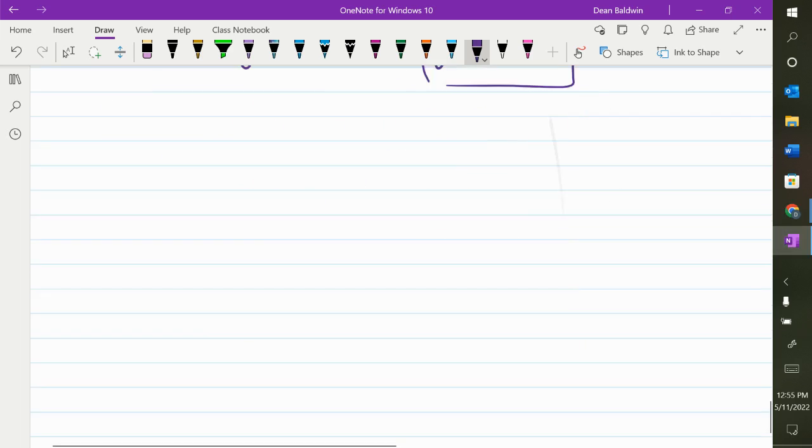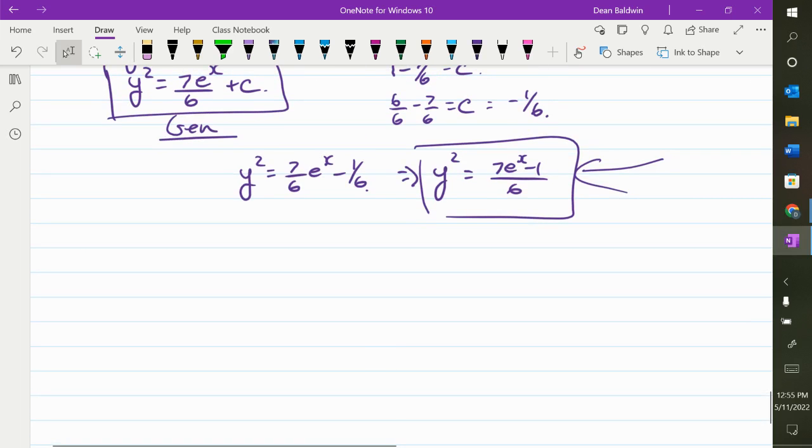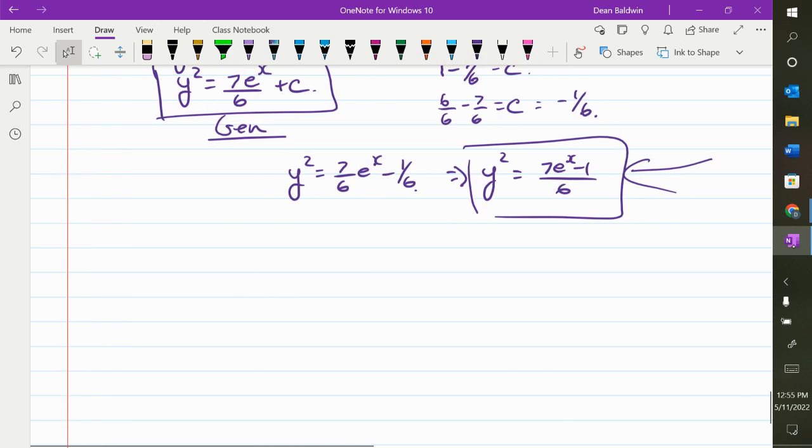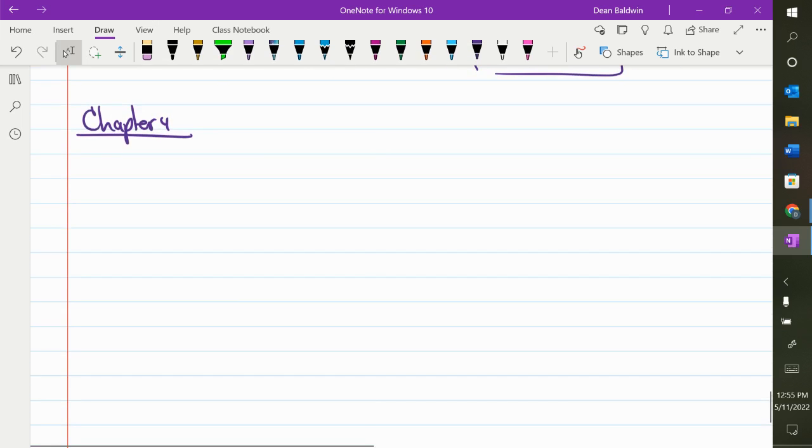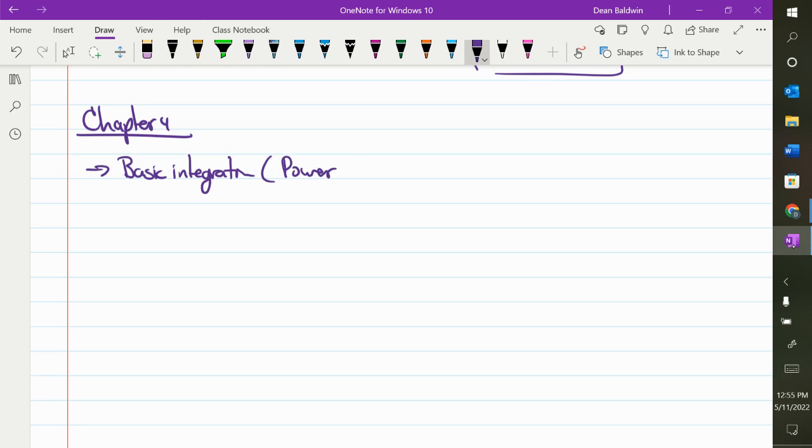All right, chapter 4. Your test next week is on chapter 4. So let me just do a quick summary of chapter 4. It was basic integration, which I will go over. So that's like the power rule. Did we call it the power rule? Yeah, I remember seeing that in my notes. So that's like the integral of x to the n dx is equal to x to the n plus 1 over n plus 1. That type of integration, like the most basic kind.